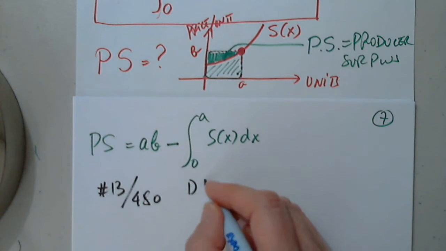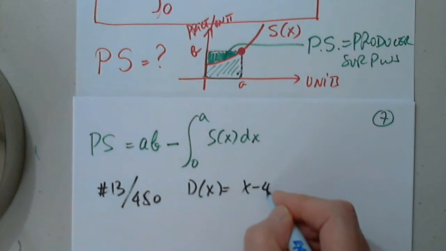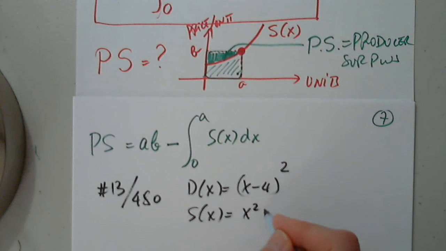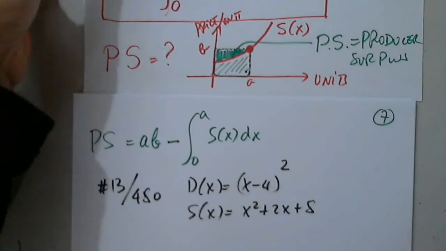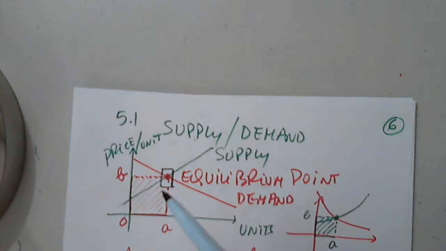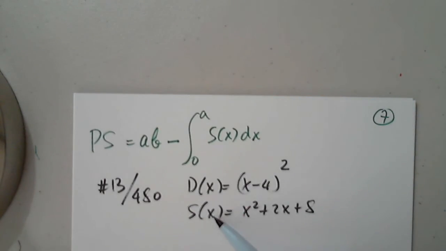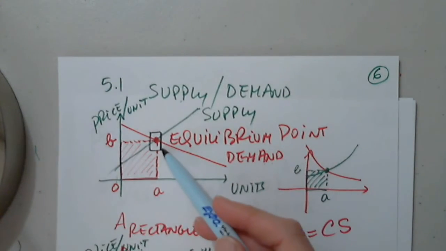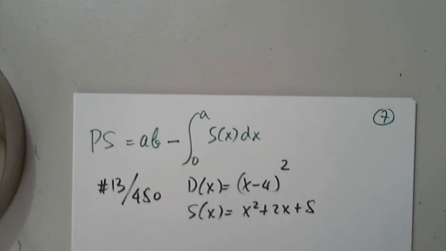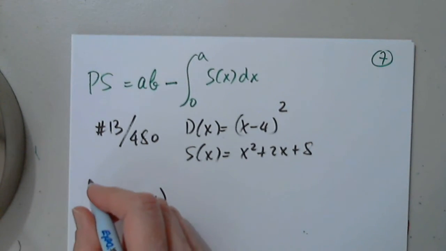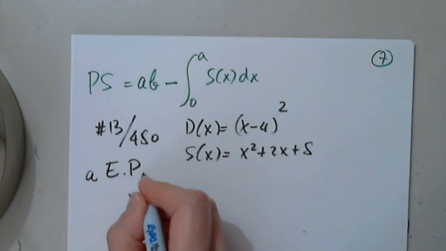So d of x equals (x minus 4) squared. S of x is x squared plus 2x plus 8. How do we find the equilibrium point? I have the supply, S of x, and I have the demand, D of x. How do I find the equilibrium point? Set them equal to each other. Of course, thank you so much. So part A, the equilibrium point.